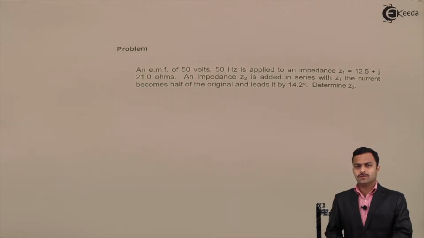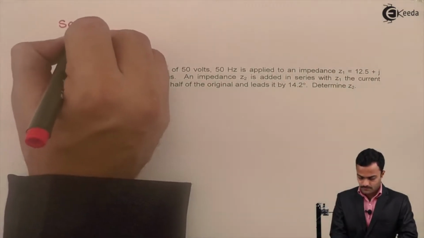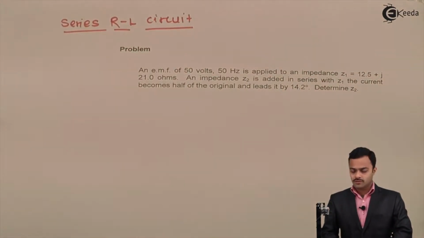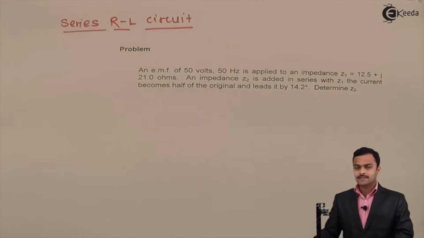In this video, we are going to solve a problem based on series RL circuit. An EMF of 50 volts, 50 Hz is applied to an impedance Z1 equal to 12.5 plus j21 ohms. An impedance Z2 is added in series with Z1. The current becomes half of the original and leads it by 14.2 degree. Determine Z2. So let's solve.